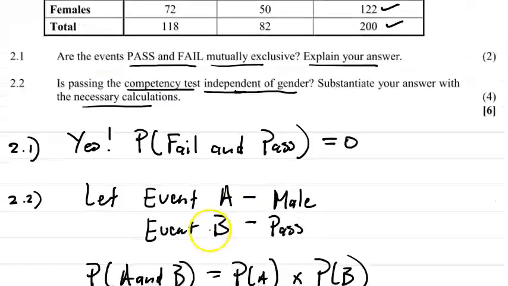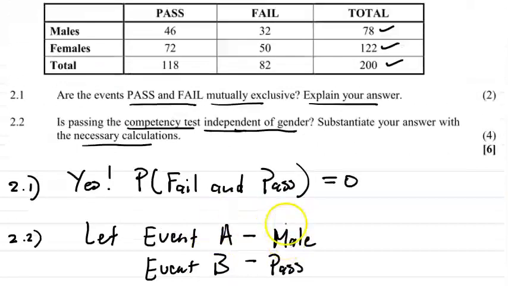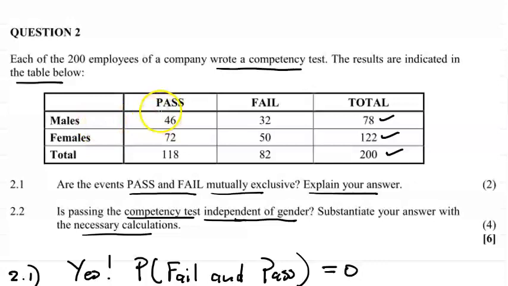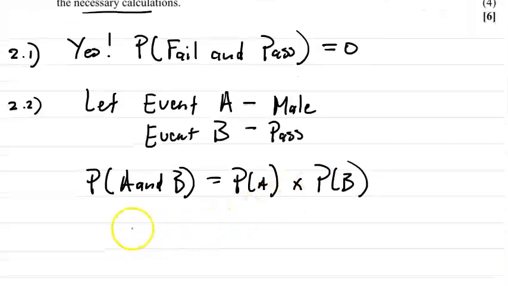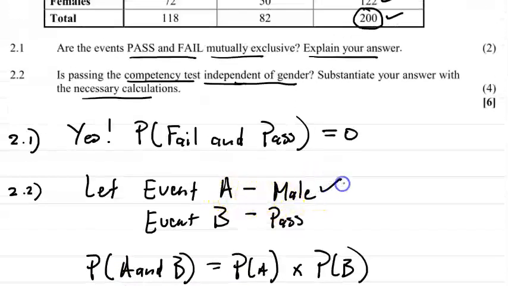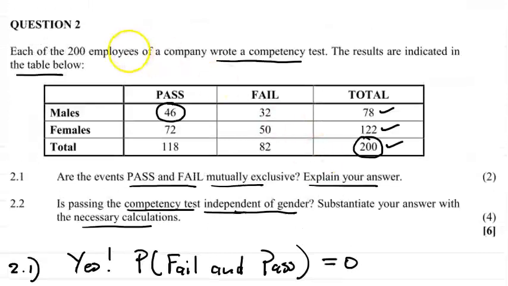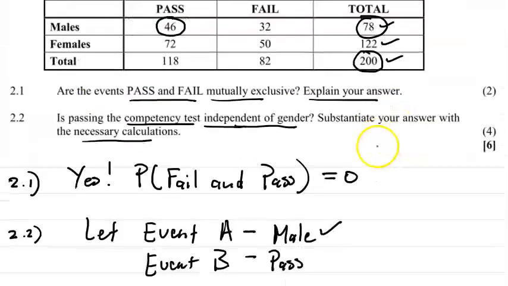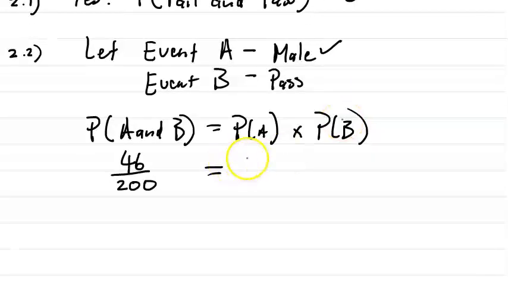So the probability of A and B will be the probability of males passing. Let's go look at that. So males passing will be this value, which is 46 males pass over the total of 200. So therefore, we got 46 over 200. And now let's look at the probability of A, which is the probability that someone is male in this company. So therefore, the number of males that we have here, total of 78 over my sample space, which is 200. So that's 78 over 200.